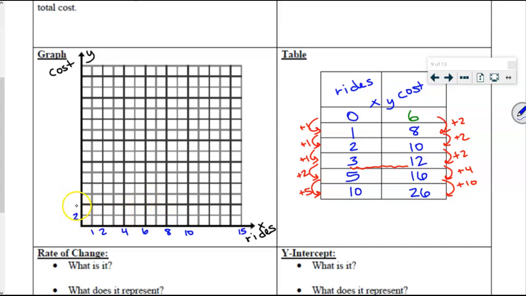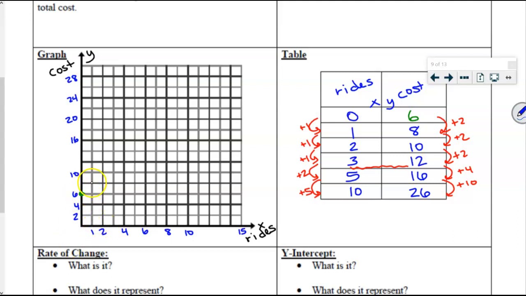So that means this is 2, 4, 6. And if you want to do something different, that's great. You can do something different. Whatever it is that you decided to count by, just make sure you plot your points correctly. If I'm going on 0 rides, it still is going to cost $6. So over 0 and up 6.